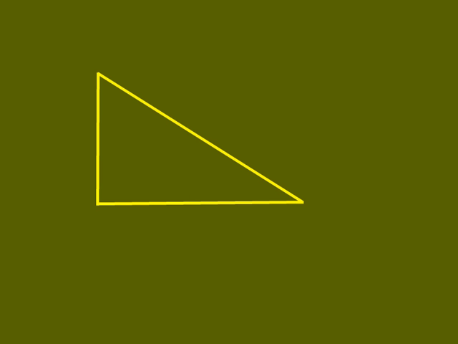The last one is what we call a triplet. It shows up all the time, and it's a 3-4-5 right triangle, or that ratio, for instance, 6-8-10.